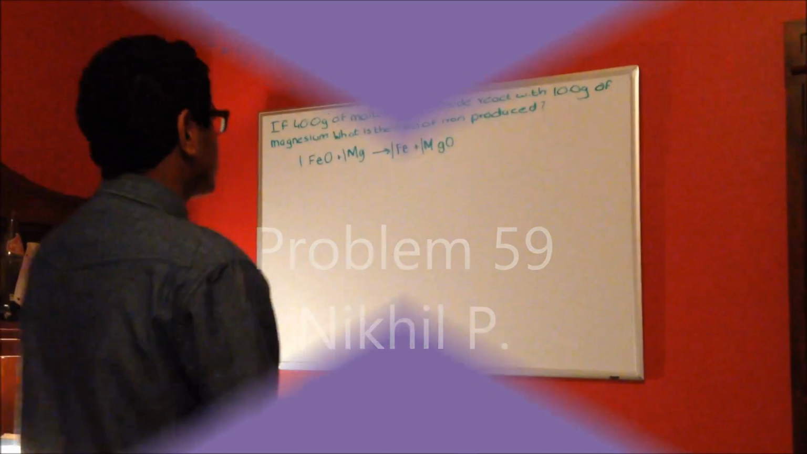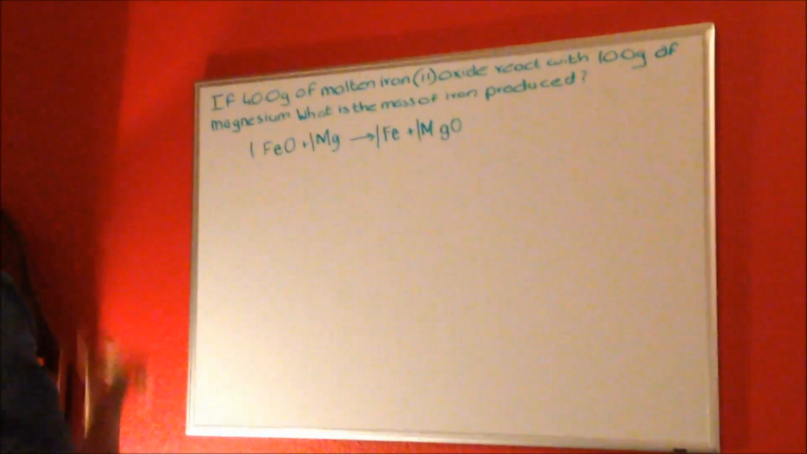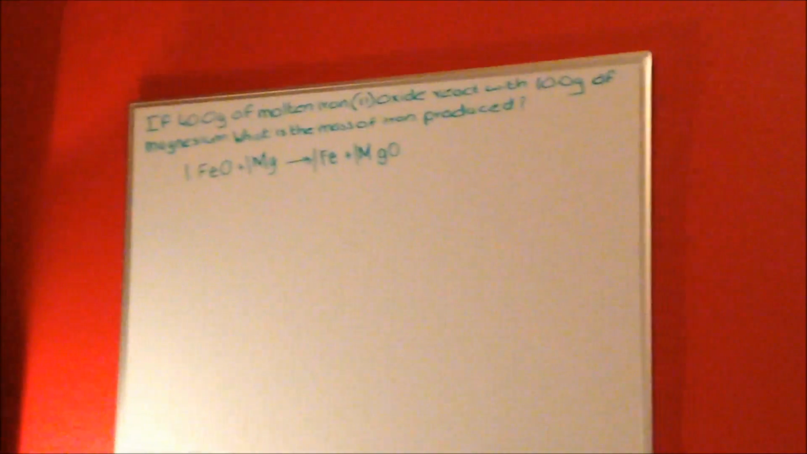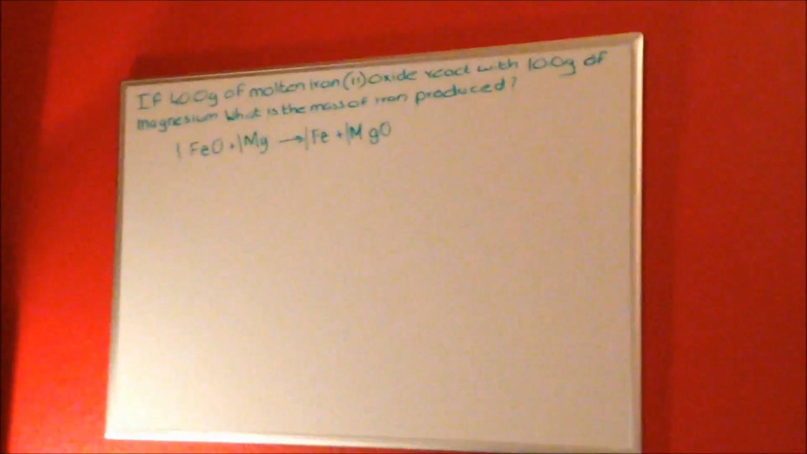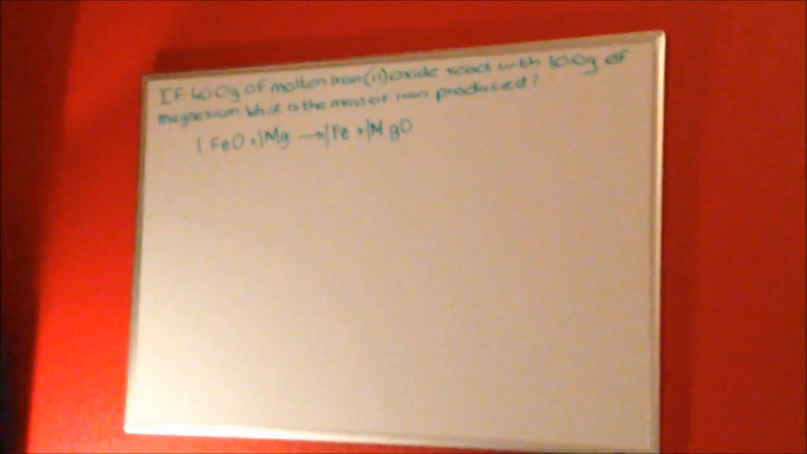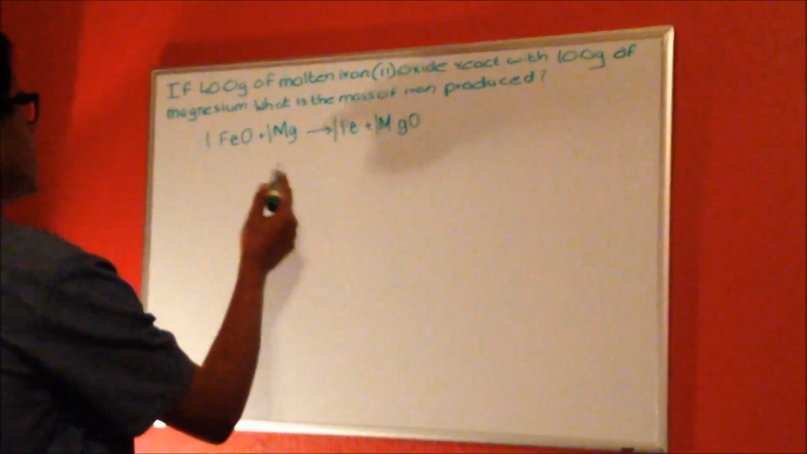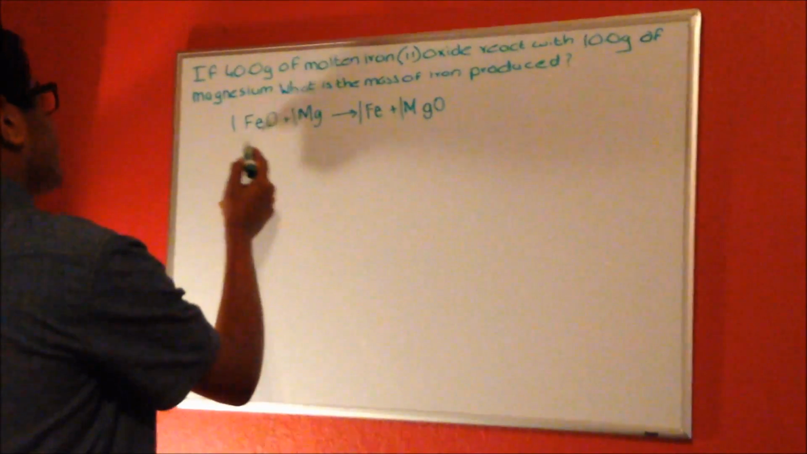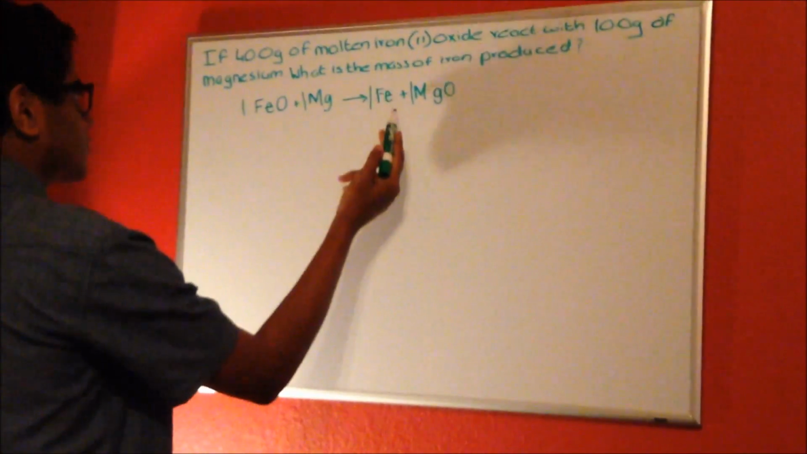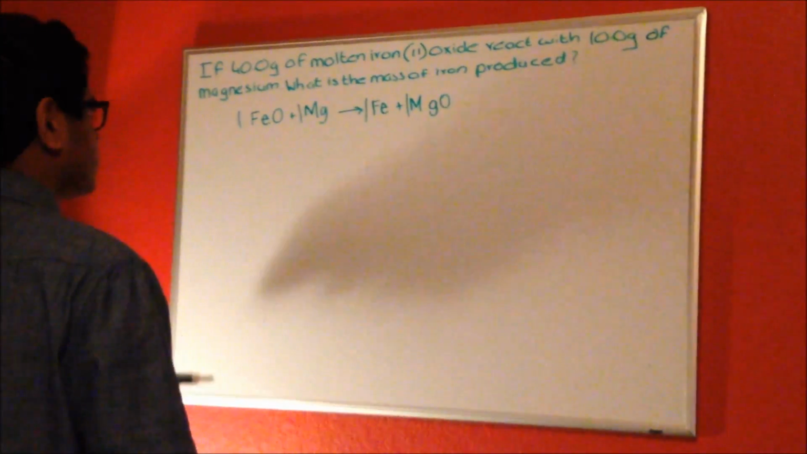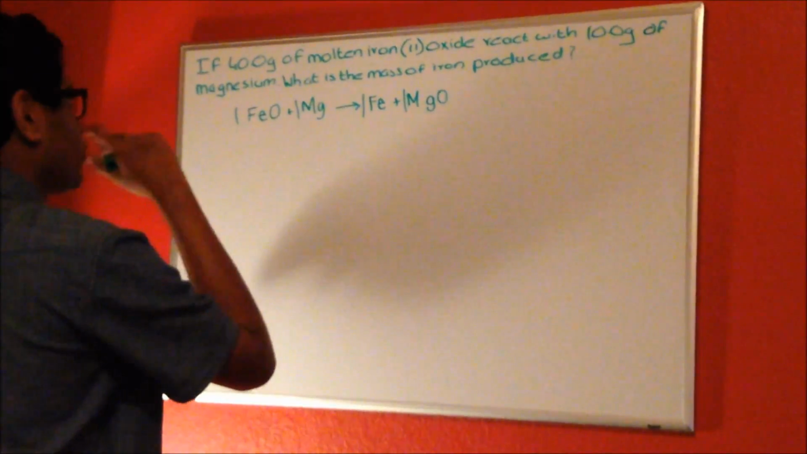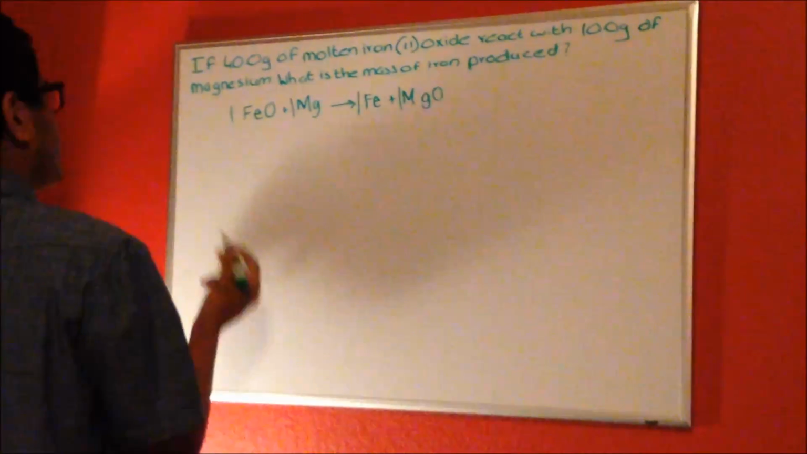For this problem, we are given: if 40 grams of molten iron oxide reacts with 10 grams of magnesium, what's the mass of iron produced? When you write it out as a formula, it gives us iron oxide, magnesium, iron, magnesium oxide. To start, we have the 40 grams of iron oxide.